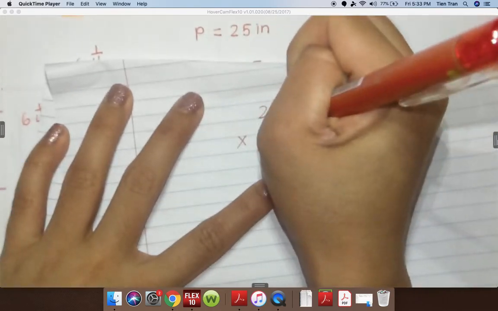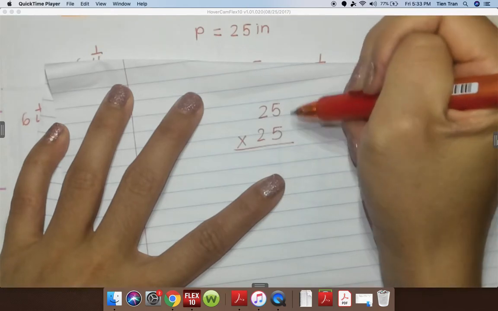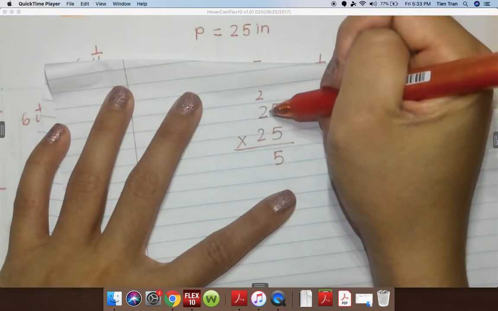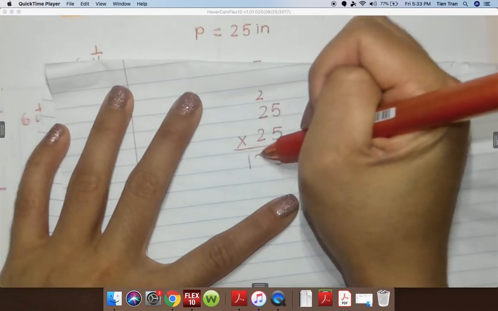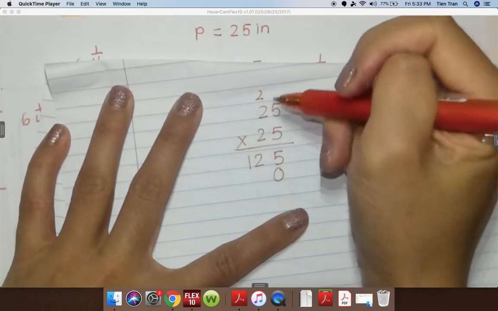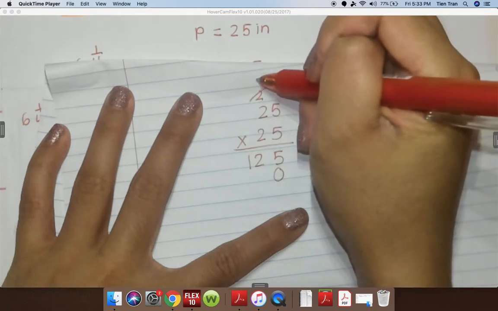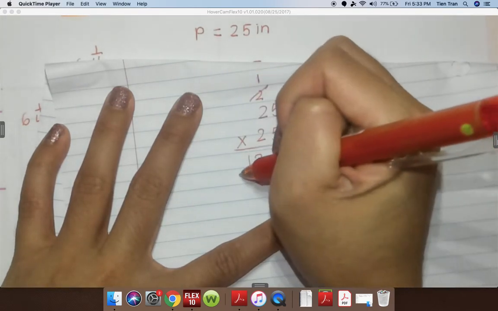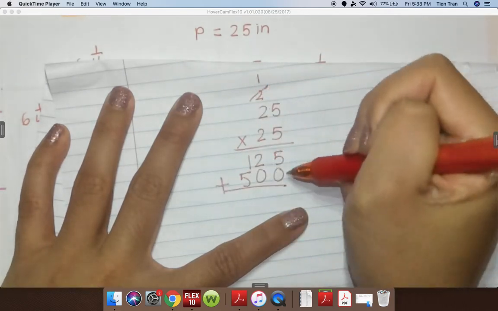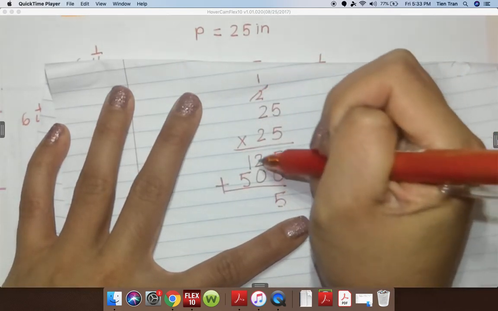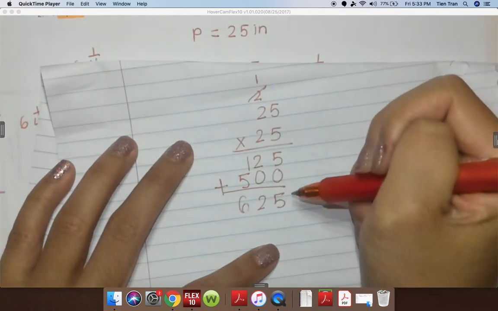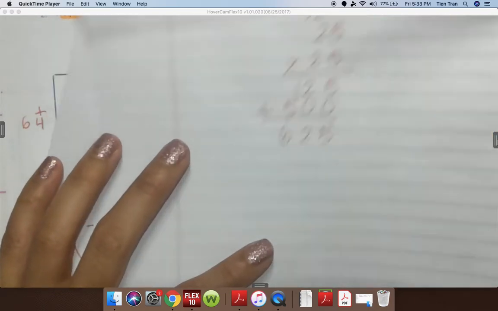25 times 25. 5 times 5 is equal to 25. 5 times 2 is equal to 10. 10 plus 2 is equal to 12. Bring down my 0. 2 times 5 is equal to 10. 2 times 2 is equal to 4. Plus 1 is equal to 5. 5 plus 0 is equal to 5. 2 plus 0 is equal to 2. And 5 plus 1 is equal to 6. So I have 625.